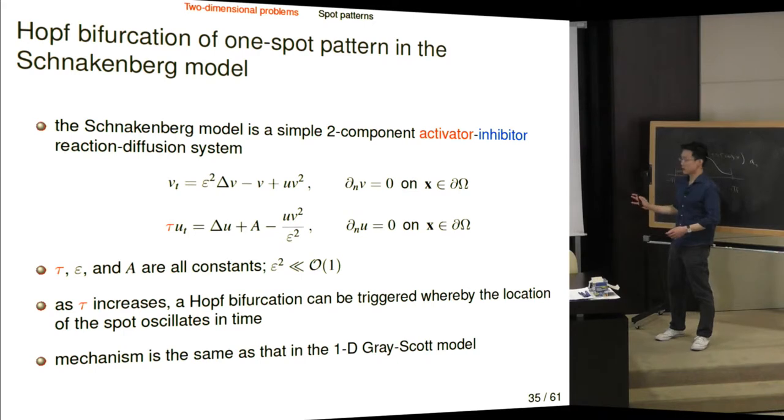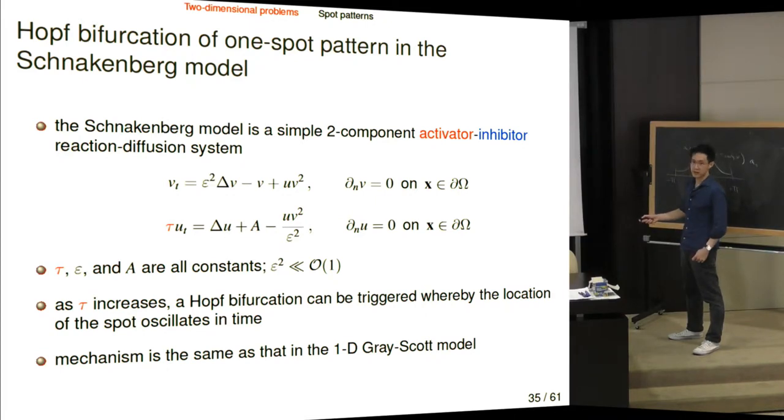So this is not my work, right? This was work done by Theo and his graduate student, Shuangchun Xie, right? So this is the Schnackenberg model in 2D, right? Activator, inhibitor. You still have the separation of spatial scales epsilon squared. So this is a one here. Right, and the key bifurcation parameter is going to be this tau. And as you increase this tau, you trigger a Hopf bifurcation, and the mechanism is the same as in 1D.